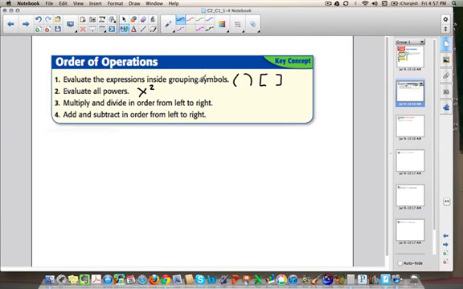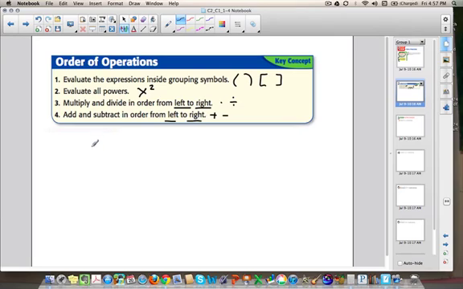Then once all those first 2 things are done, then you're going to do any multiplication or division. And the really important thing here is that you're going to move from the left to the right. At this point, you should only be left with addition or subtraction. And again, you're going to move from the left to the right.